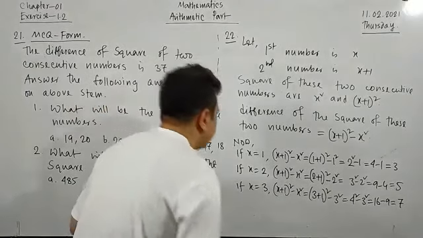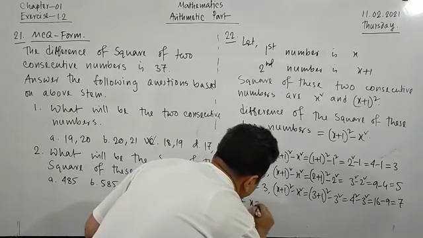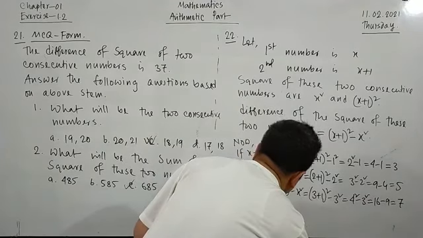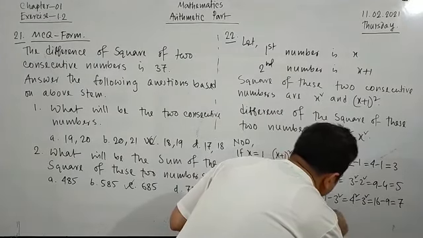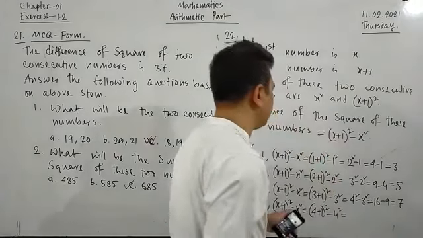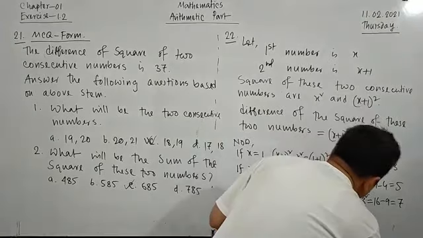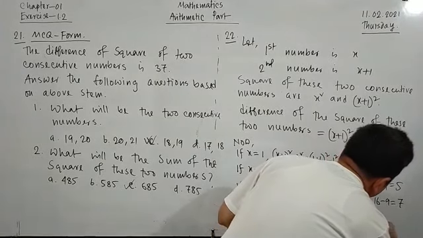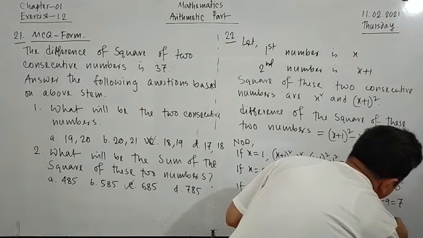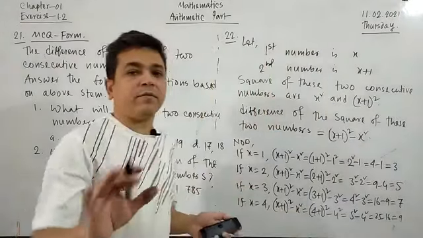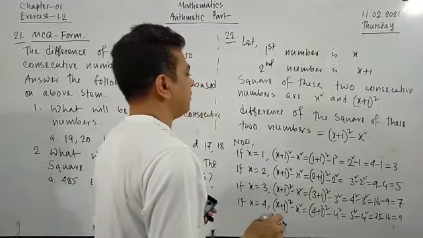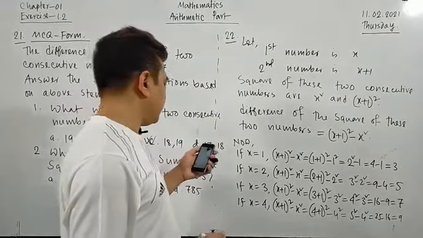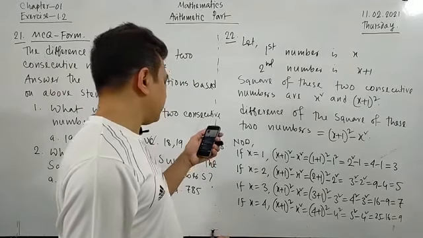So if x equals 4, then (x plus 1) whole square minus x square equals (4 plus 1) whole square minus 4 square. So 4 plus 1 is 5 square. So 5 square minus 4 square, what is it? This is 25 minus 16, which is 9. So we know that 9 is a perfect square number. Therefore 9 is our required answer. So 9 is our perfect square.